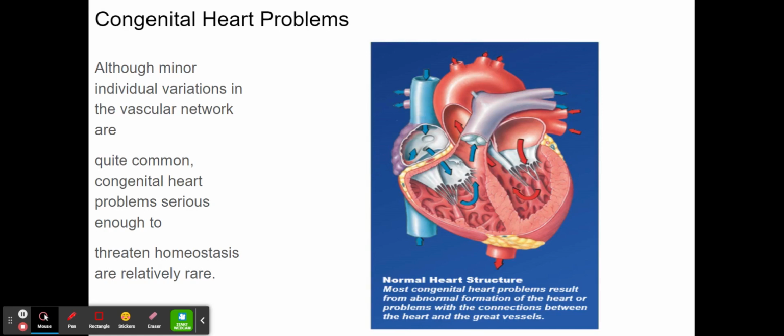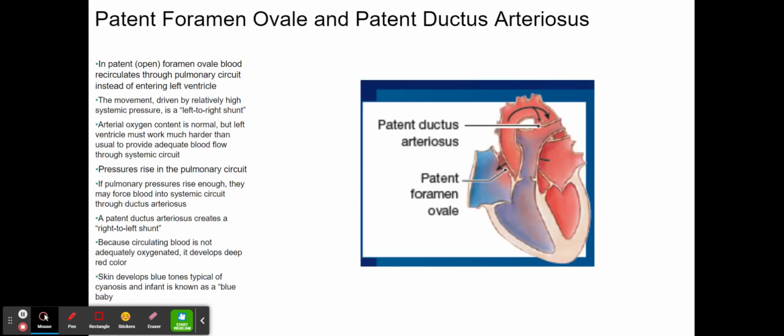Here I just want to talk about some of the congenital heart problems that we can see upon delivery. Most of the congenital heart problems result from an abnormal formation of the heart or problems with the connections between the heart and the great vessels. Here you can see the normal heart structure. If the foramen ovale remains open, or patent, blood recirculates to the pulmonary circuit instead of entering the left ventricle. The movement, driven by the relatively high systemic pressures, is called a left-to-right shunt.